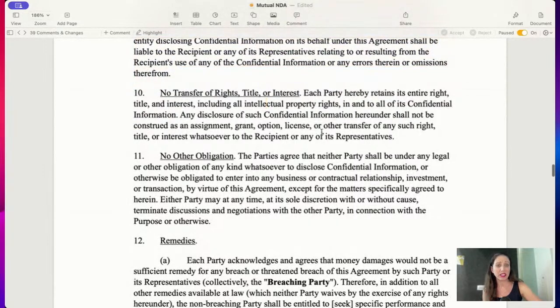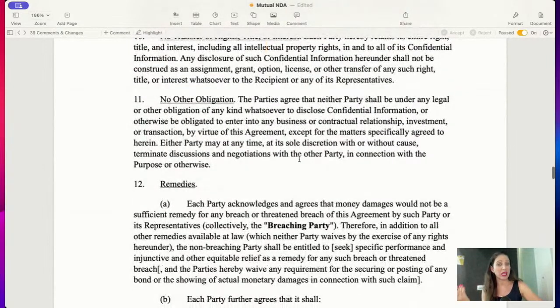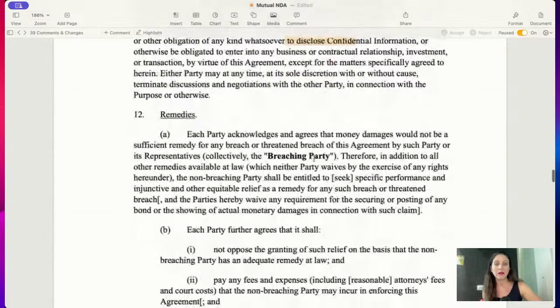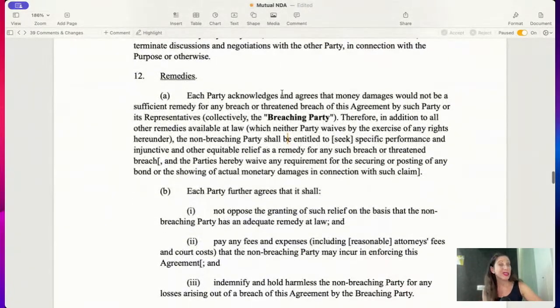So no representations or warranties, very standard. No transfer of rights or title. Love it. No other obligations. Yep, not even to disclose. Good. Okay, remedies. Usually pretty standard, but let's check it out.